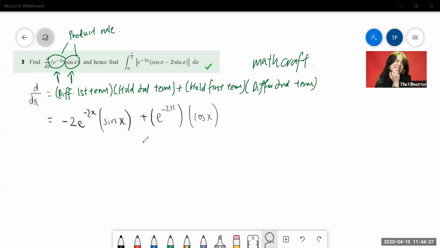Correct. So now you can go on to find the second part. So this is a kind of setup. They will usually ask you to differentiate something, then they ask you to hence find some integral. This is a very common kind of question template. So you've got to really get used to it.